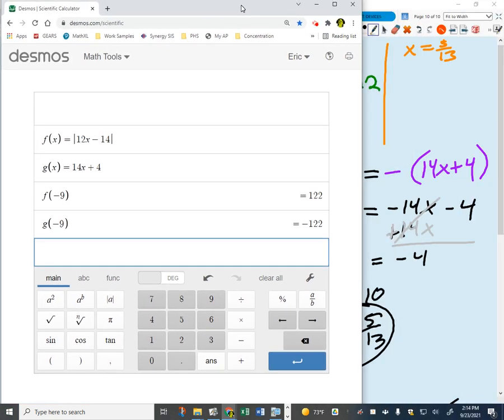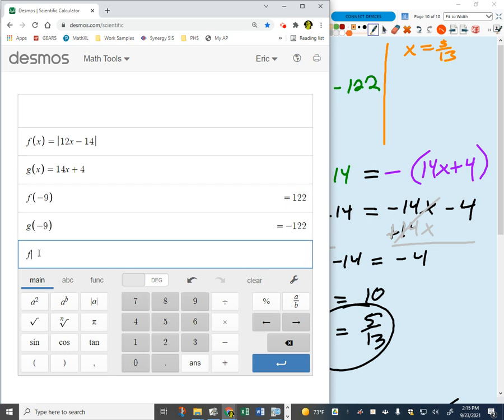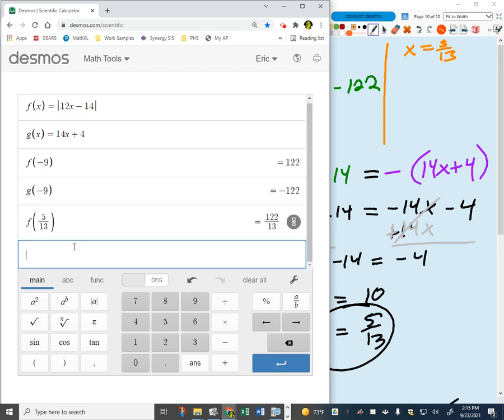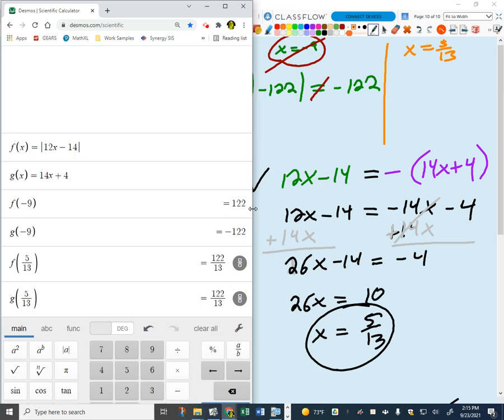Let's get this over there so we can see it. So f of 5/13 is that. Okay, now notice when it gives me the little convert to fraction button, I can press that and it gives me a fraction. Okay, it gives me an exact answer. G of 5/13 gives me the same answer. So is 5/13 a solution? There you go. Good. Okay, I'm going to take a picture of this and add it to our notes.